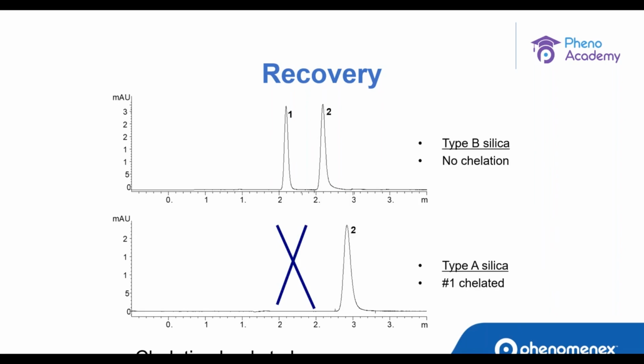Here is the comparison. The result shows that since type A silica has much more metal impurity than type B silica, the bottom chromatogram is missing one major peak, which is the metal chelation on the type A silica column, leading to lower recovery.